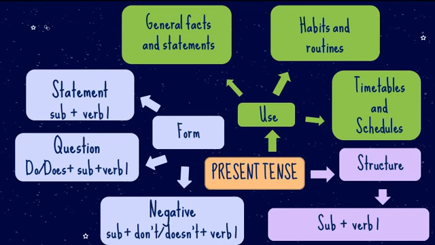And don't, as we've talked about it, is the contraction for do not, and doesn't is the contraction for does not. So, wasn't it easy?